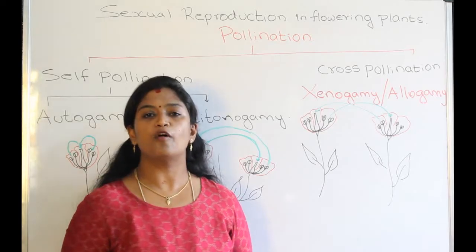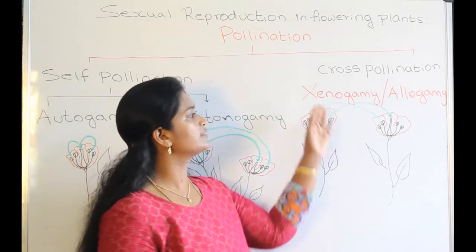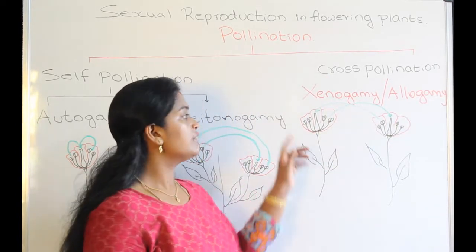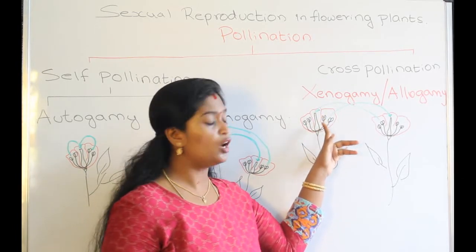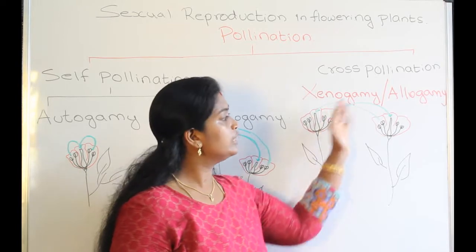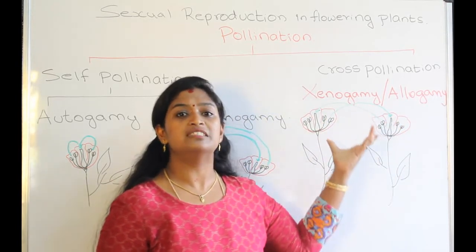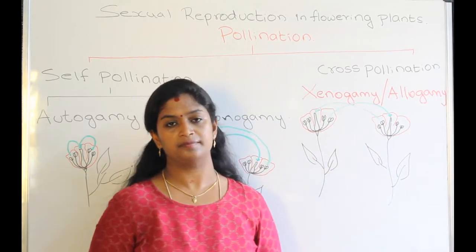The second type of pollination is called cross-pollination, which is otherwise called xenogamy or allogamy. Cross-pollination is the transfer of the pollen grain from the anther of one flower on one plant to the stigma of another flower of another plant but of the same species.